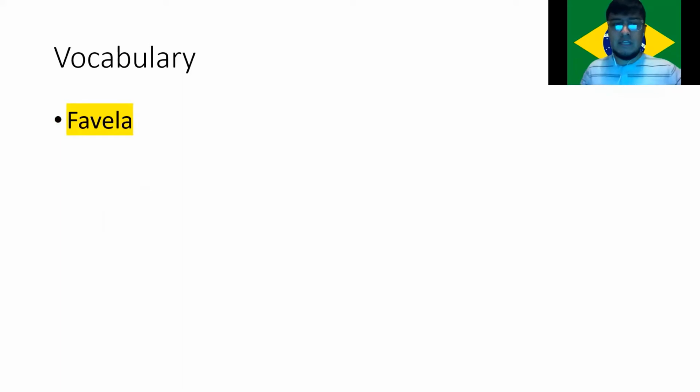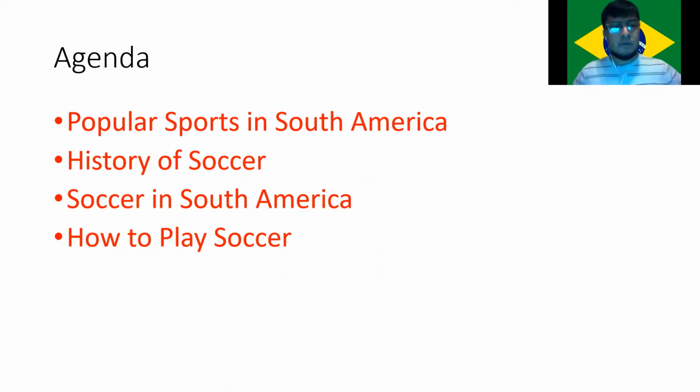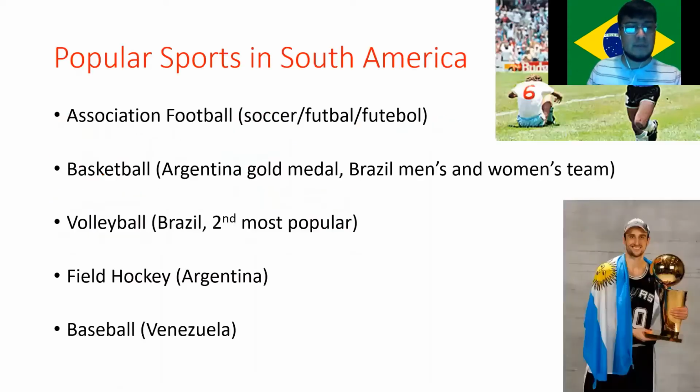The vocab word for today is just going to be one, favela. We have seen that in a previous lesson video this week, so be aware of that as it comes up in the PowerPoint today. And for our agenda, four things. One, popular sports in South America. Two, the very brief history of soccer. Three, soccer in South America. And then finally, how to play soccer. Yes, as you probably noticed, there is a big focus on soccer, and that is mainly because it is the most popular sport in South America.